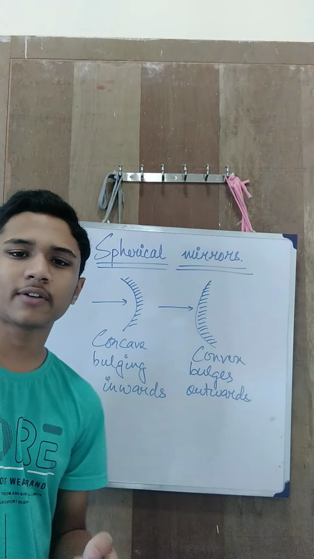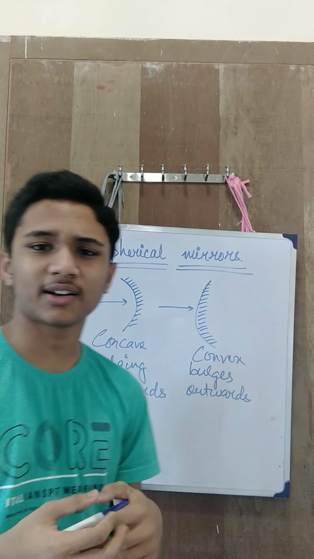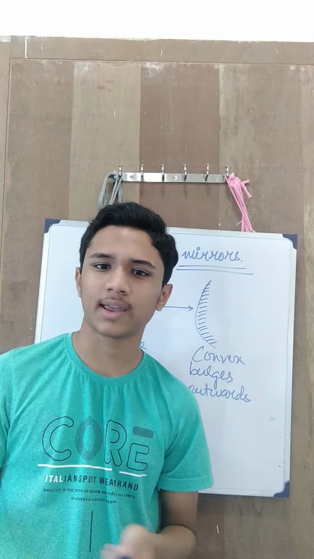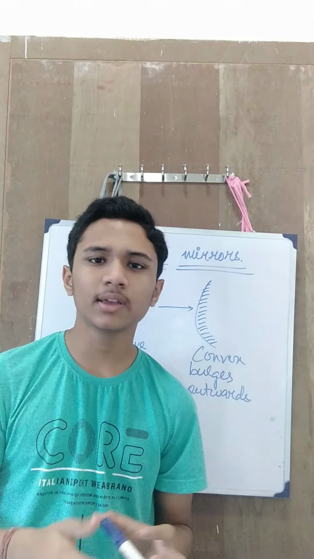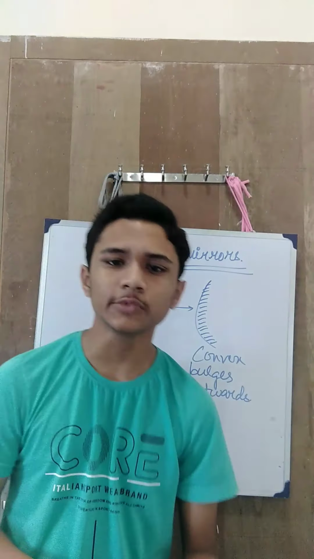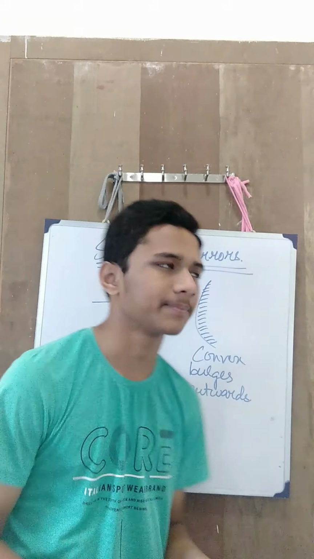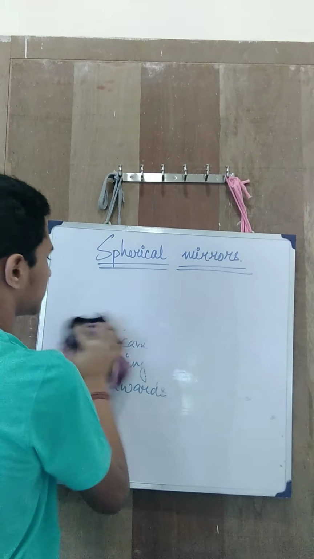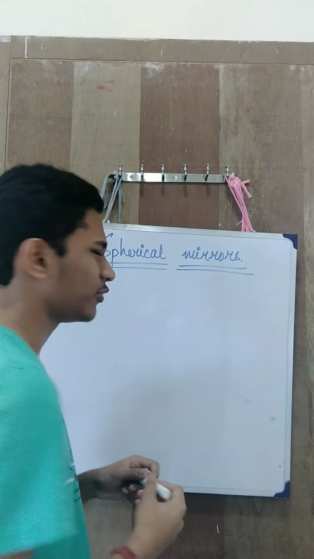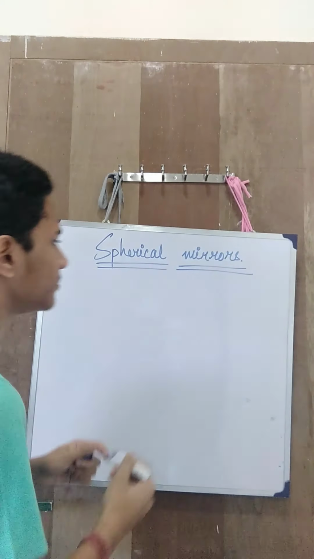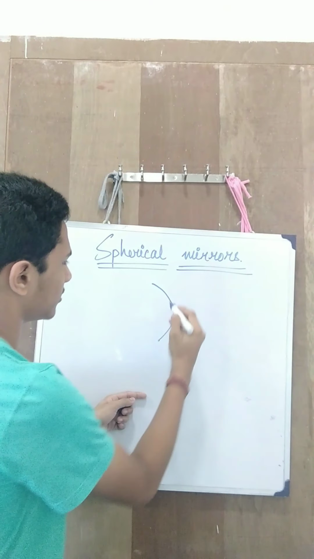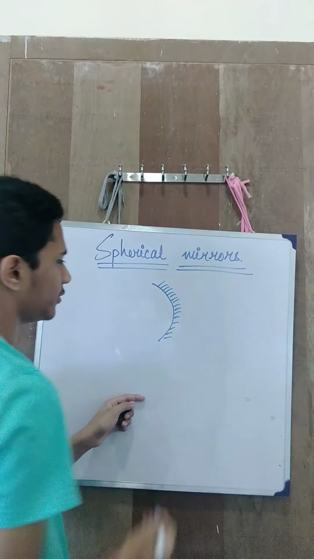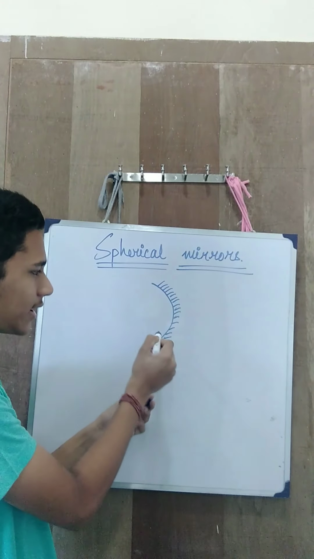Now there are various terms which you have read in class 7 or 8, I guess. Yeah, everybody has read it. So let's start with those. We are going to take a concave mirror which bulges inwards. This is the reflecting surface. You see, this is the mirror, right?